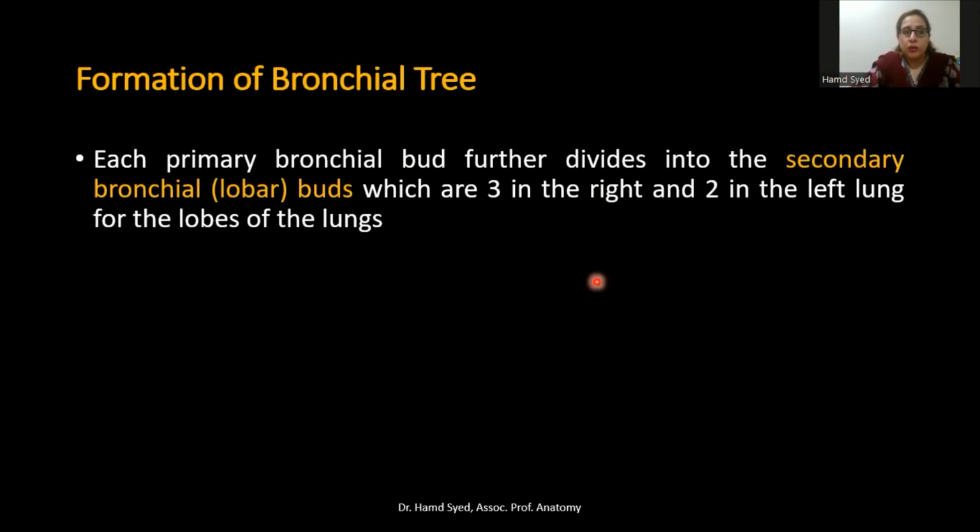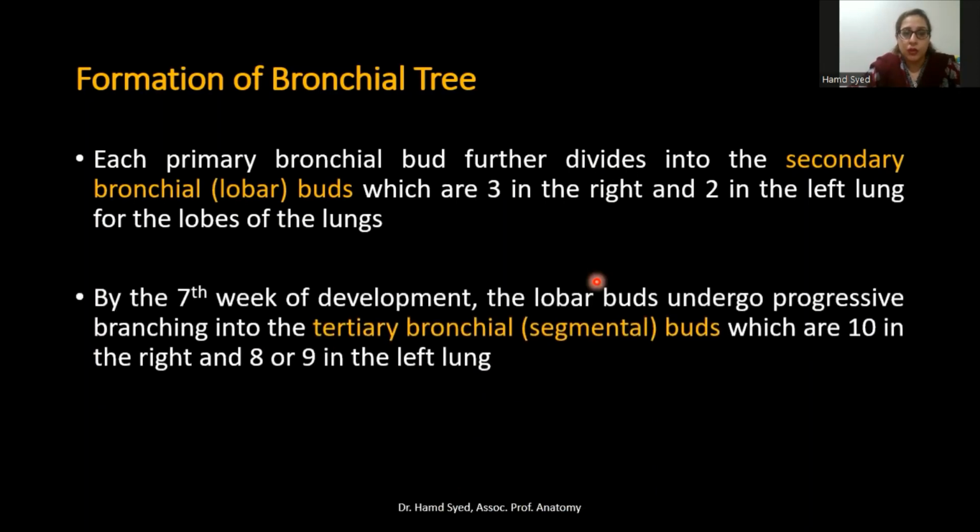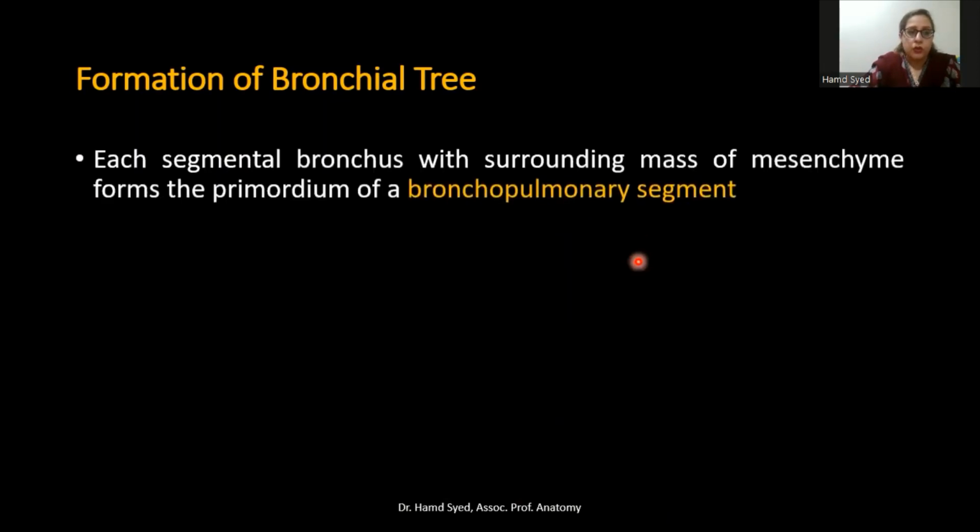Now, coming to the bronchial tree, like I said, the primary bronchial buds are going to further divide and form secondary bronchial or lobar buds. Now, these are 3 for the right lung and 2 for the left. By the 7th week of development, the lobar buds undergo progressive branching into the tertiary or segmental buds, which are 10 in the right and 8 or 9 in the left lung. So each segmental bronchus, remember, with its surrounding lung parenchyma, is going to form the primordium of the bronchopulmonary segment.